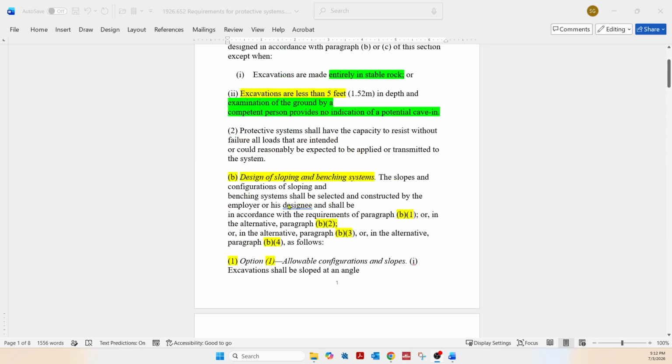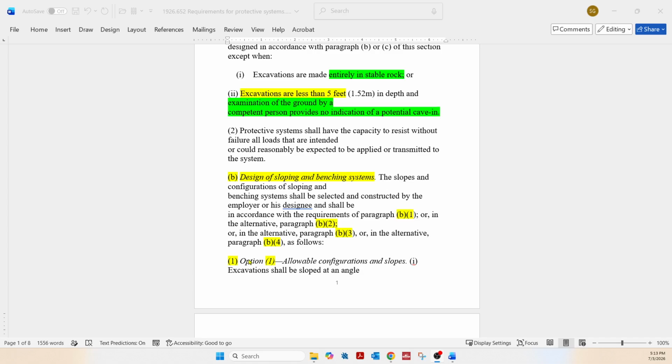Design of sloping and benching. Here's where it discusses it a little bit. The slopes and configurations of sloping and benching systems shall be selected and constructed by the employer or his designee and shall be in accordance with the requirements of paragraph B1 through B4 with these options. And is that what it asks us about?